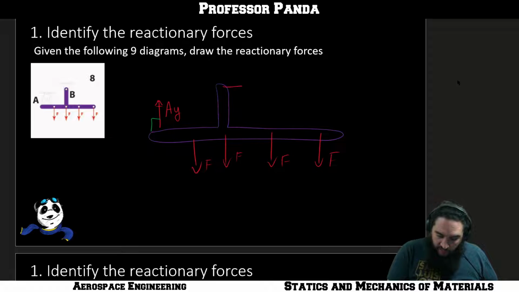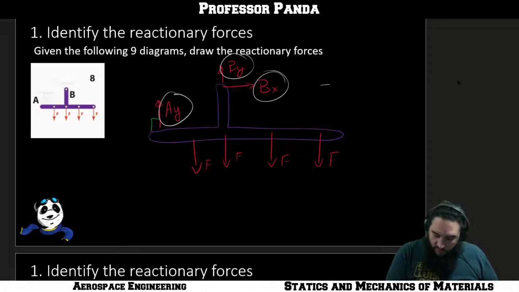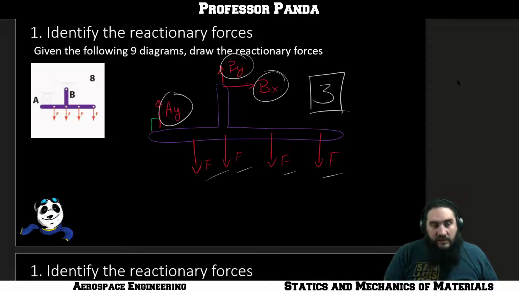And then at point Bravo, we have a pin, so a BX and a BY. So our final answer here, 1, 2, 3. We don't have to worry about any of these externally applied forces. Okay, only the reactionary forces.